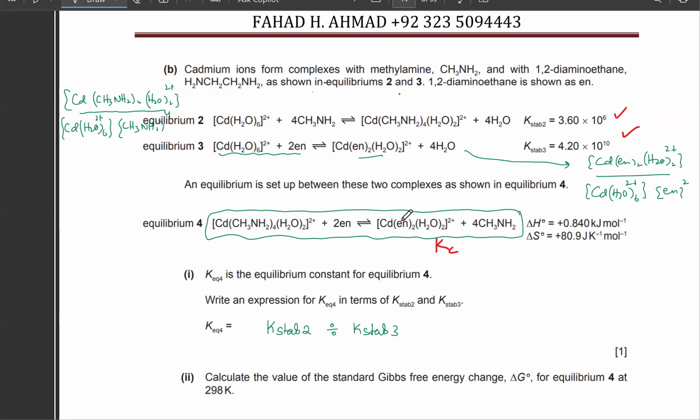Zoe, is this clear? Zaina, Amna, is this clear? Yes, sir. You can write the whole expression, and that would come out to be this divided by this. The rest of the things, yes.